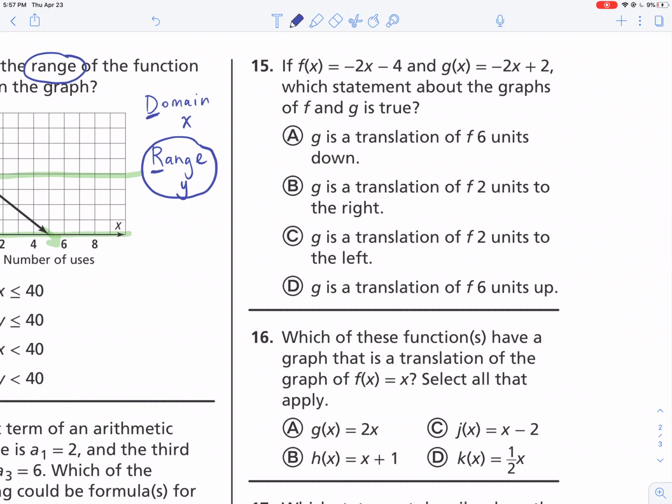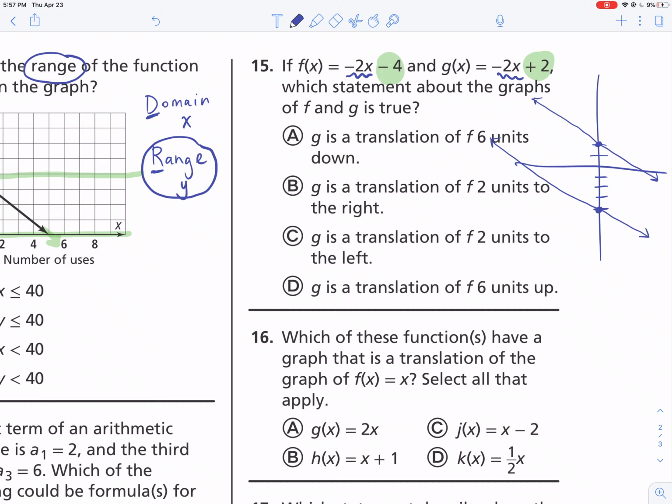All right, number 15. So we have f of x and g of x, and we see that the slopes of them are the same. The only thing that's different is this -4 and this 2. If we were to sketch a graph, we know one of them crosses here at 2, and the other crosses here at -4. They have the same slope, so remember, if they have the same slope and they're negative, that means they're parallel. So we're going to pretend I drew some parallel lines. And we're going to say, all right, G is a translation of F 6 units down.